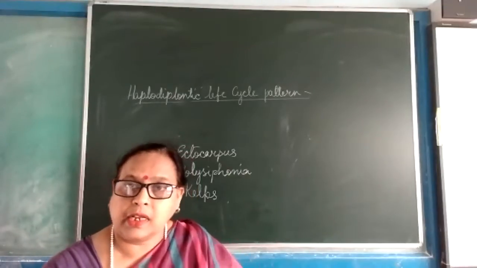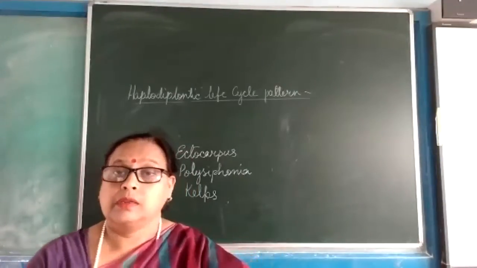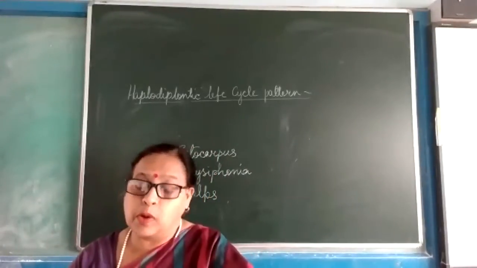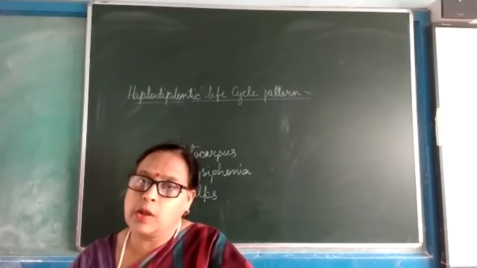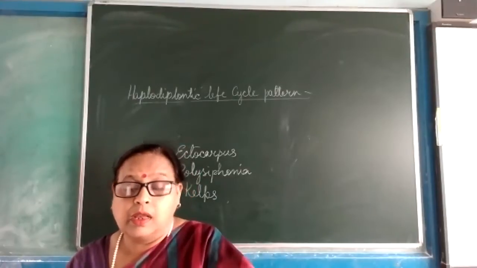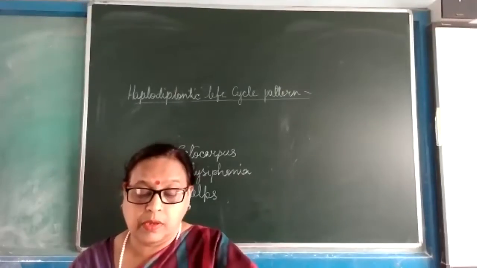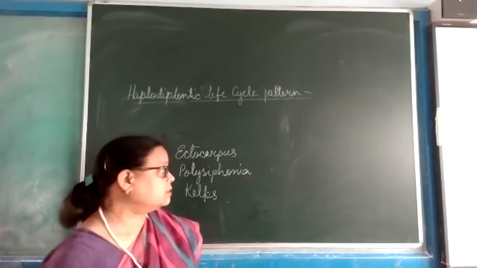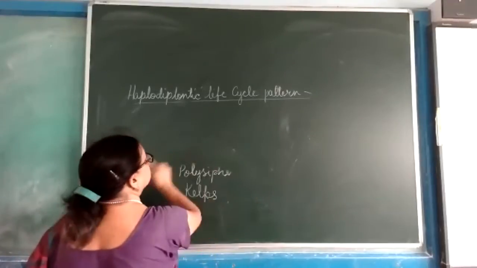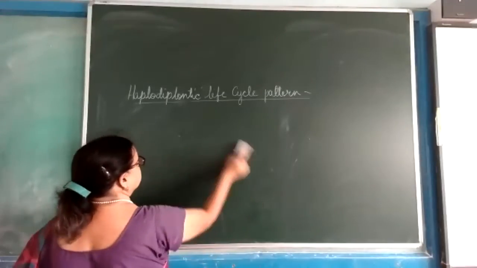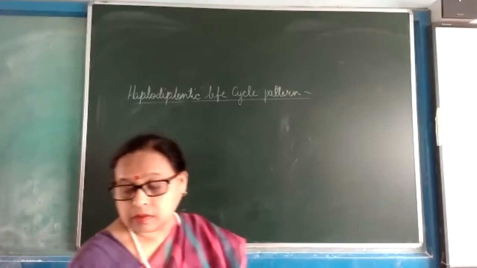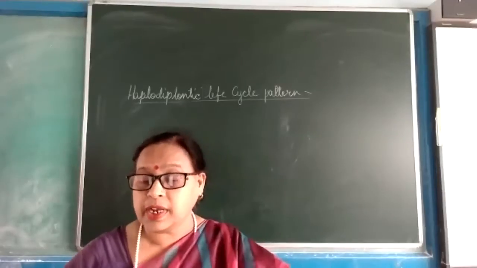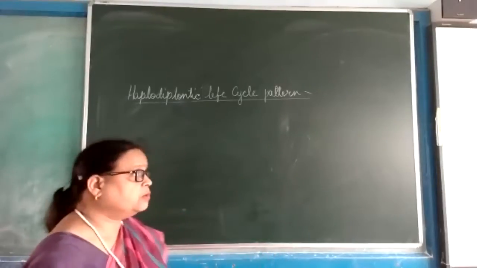In pteridophytes, the dominant phase will be the sporophyte, which is diploid, and in bryophytes, the dominant phase will be the gametophyte. Life cycle patterns are very important. Anyone definitely likes to ask.